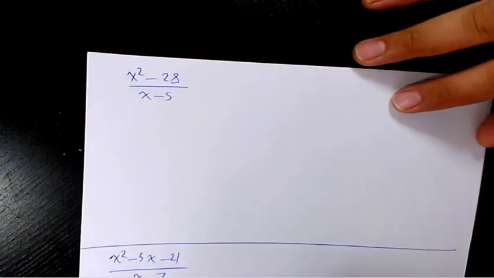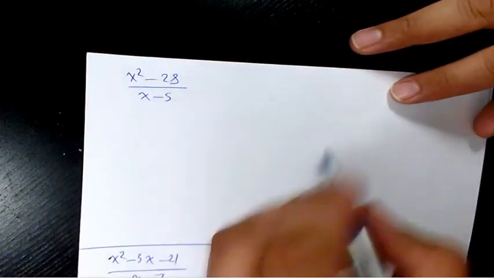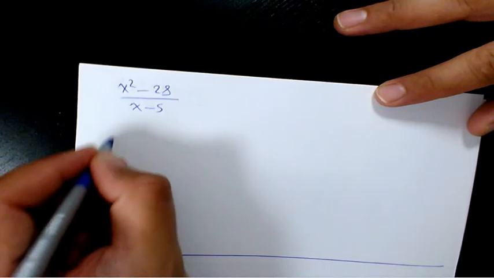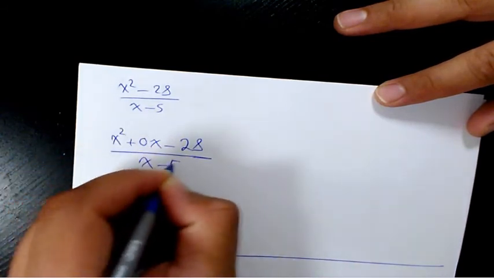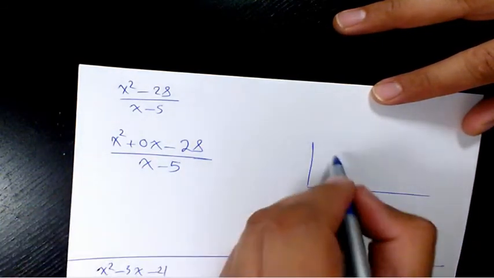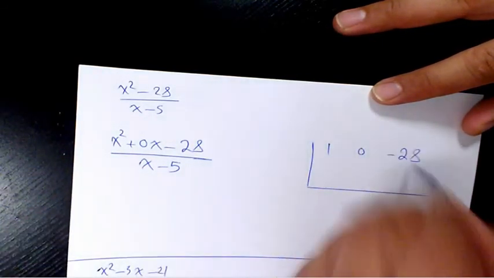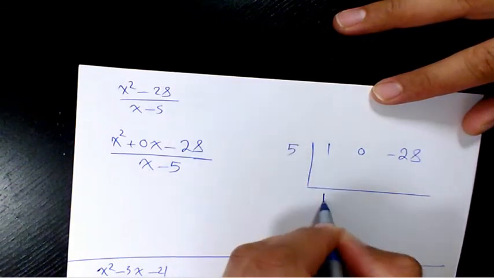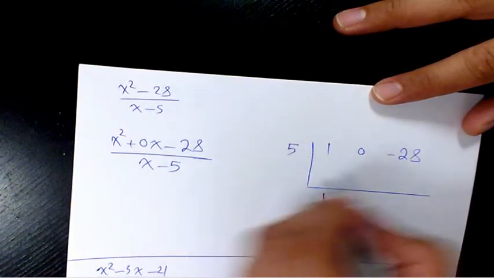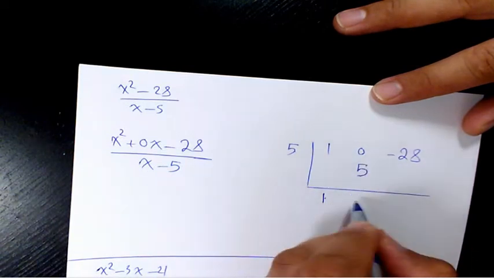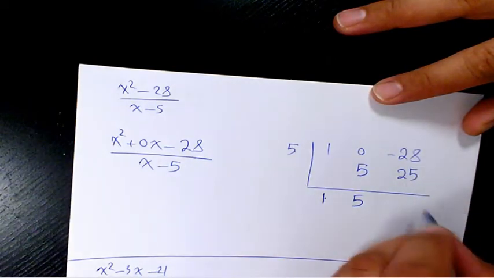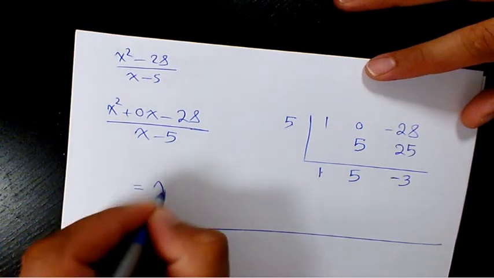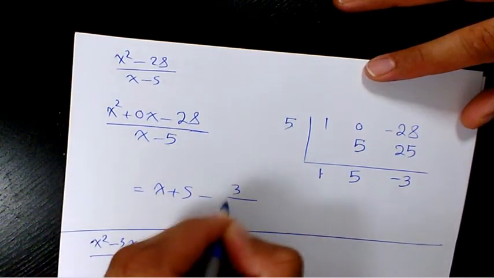Next one, x squared minus 28 divided by x minus 5. So what we need to do, you have x squared plus 0x minus 28 divided by x minus 5. So what we have is 1, 0, negative 28. And we have 5. 1, you bring it down. 1 times 5 is going to be 5. 5 plus 0 is 5. 5 times 5 is 25. 25 and negative 28 is going to be negative 3. So the remainder is negative 3, and the answer is x plus 5 minus 3 over x minus 5.